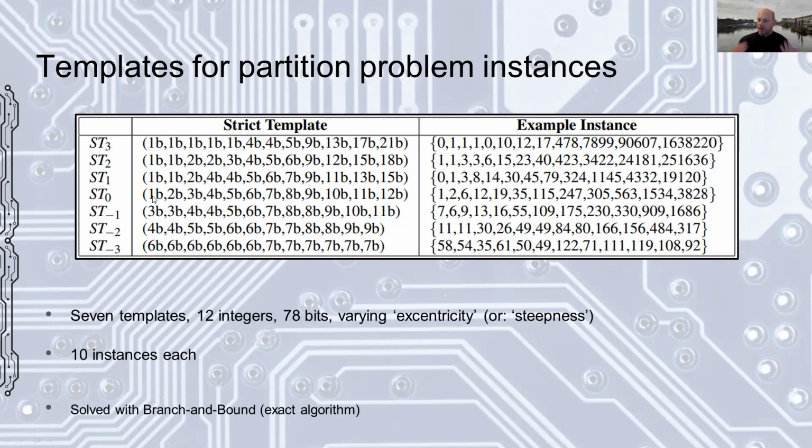ST0 is this linear scale-free template: 1 bit, 2 bits, 3 bits, 4 bits, 5 bits, 6 bits, 7 bits of information. And ST3 is the most eccentric, so it kind of moves that. It's not perfect because we have to stick to the number of 78 bits and 12 integers, so there's no perfect way of distributing it. But these are the templates we chose. And for each template, we made 10 instances. So this is one example instance of this partition problem stemming from this strict template, as we call them, just a detail.